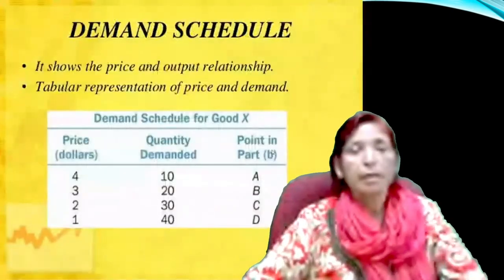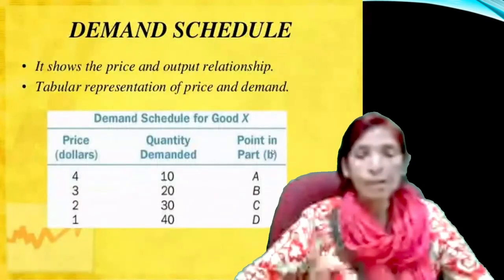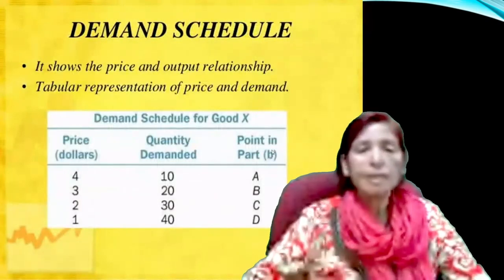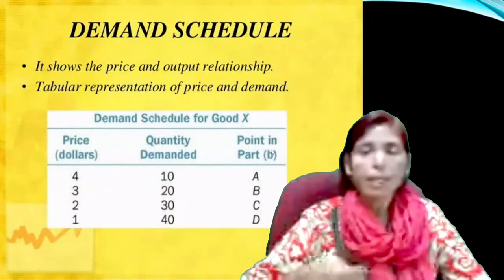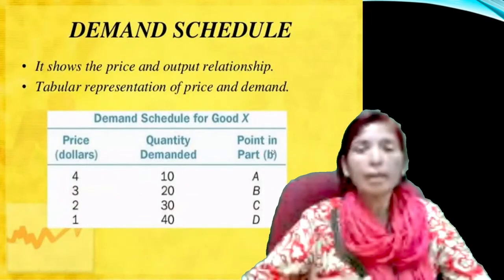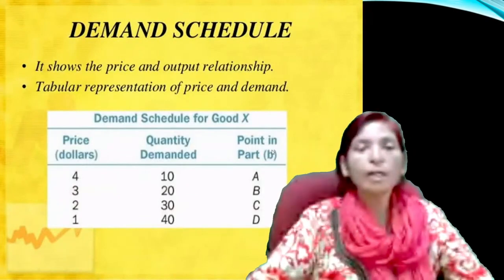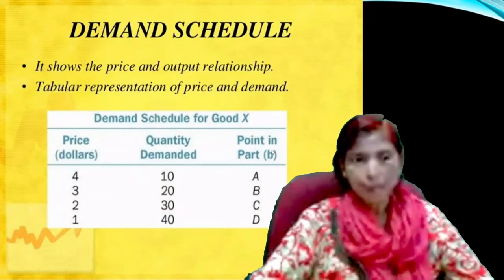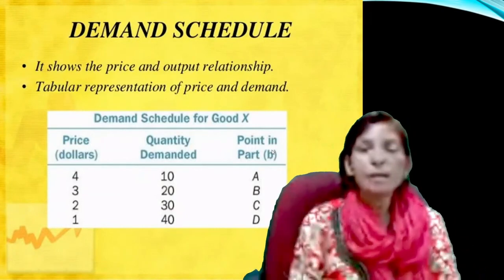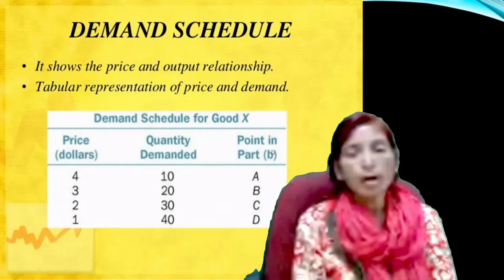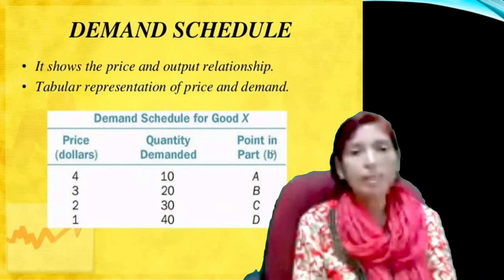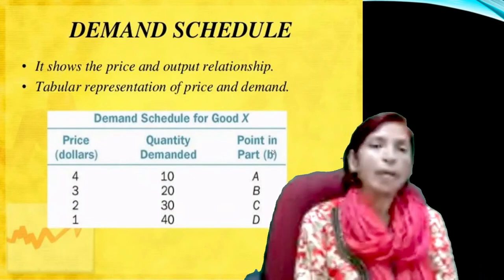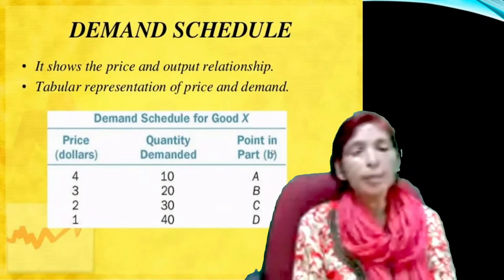Next is the demand schedule. Now, what is a demand schedule? Schedule means table. A demand schedule is a tabular presentation of different quantities of a commodity at given prices. It shows the price and demand relationship. It's a tabular presentation of price and demand.